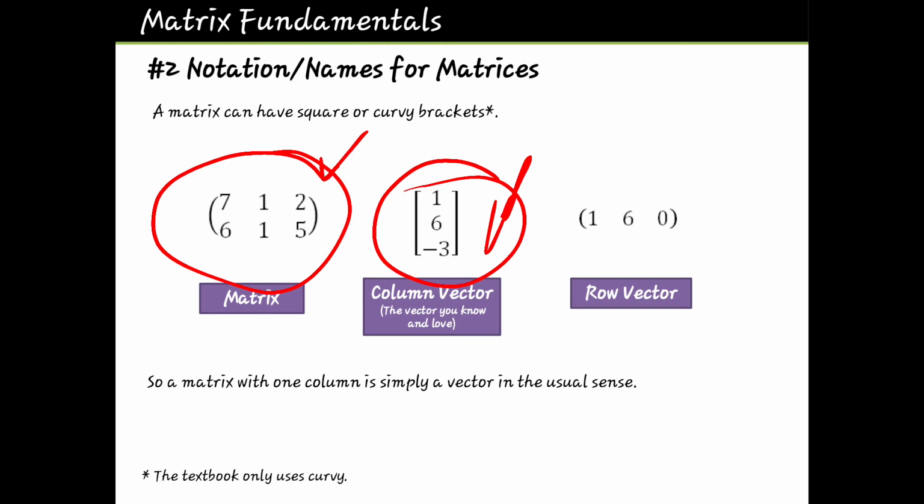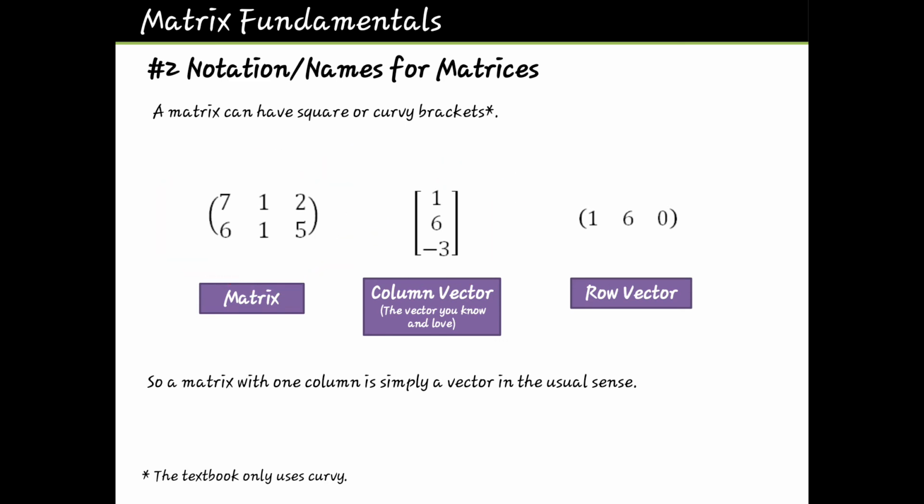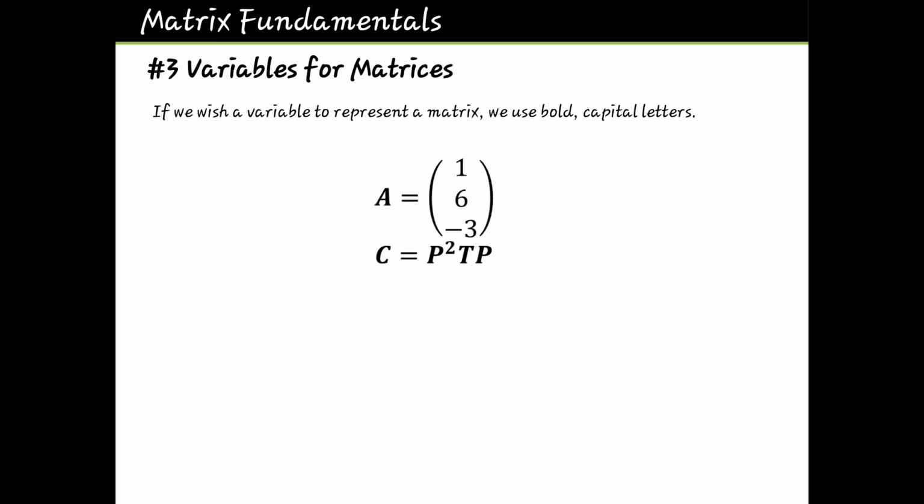Okay, let's continue. So here they are saying that a matrix with 1 column is simply a vector in the usual sense. Then they are talking about the variable of a matrix. If you wish a variable to represent a matrix, then that variable should be a capital letter and it should be bold. Like here I have my A, this one is bold, and this is bold, representing a vector. There's an operation which was made on these vectors to come up with vector C.